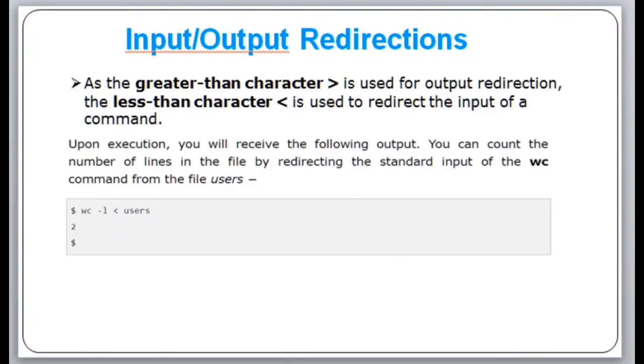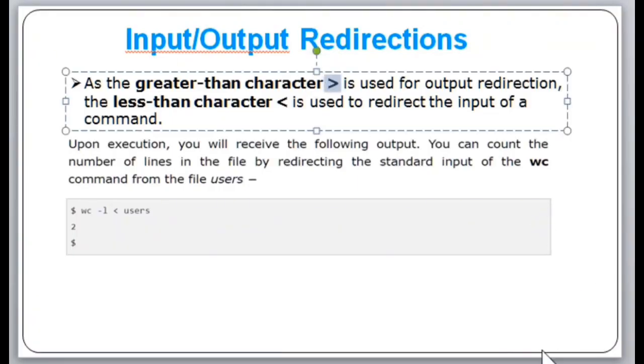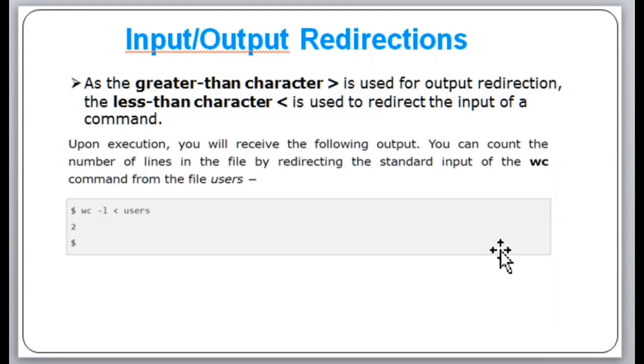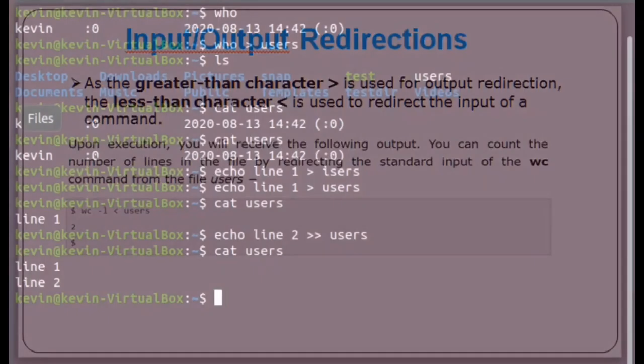So as the greater than character, which is this character here, is used for output redirection, the less than character is used to redirect the input of a command. Upon execution, you will receive the following output. You can count the number of lines in that file by redirecting the standard input of the word count command from the file users. So we see here you can actually use that symbol to redirect the other way. Okay, so we have the file users here that's going to be sent into the command word count. Okay, so let me show you that for you real quick.